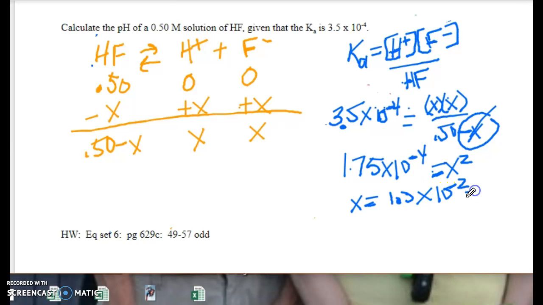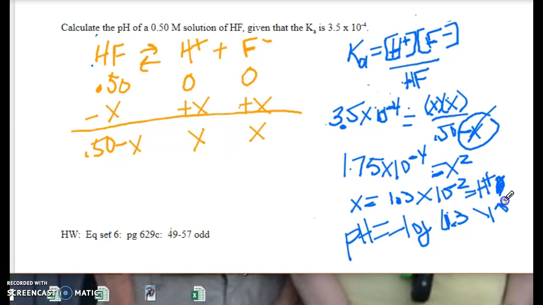Now, that is equal to your H plus concentration, or your hydronium. So you're going to get the pH, you're going to do the negative log of that. That should be 1.3. So 1.3 times 10 to the negative 2nd is going to give you a pH of 1.88.